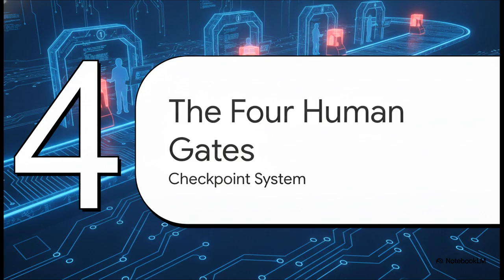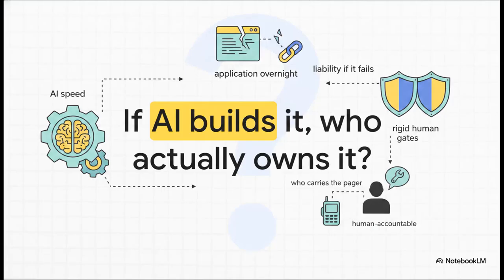That brings us to Section 4, the 4 human gates. Ask yourself this for a second. If an AI writes an entire application overnight, who actually owns the liability if it completely fails? Who carries the 2 a.m. pager? The answer, for sure, must always be a human. And that is exactly why this method dictates that AI speed must be governed by rigid human gates.